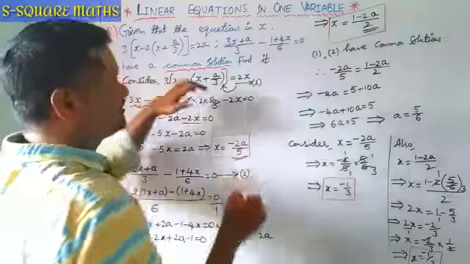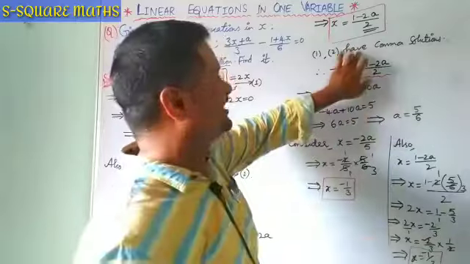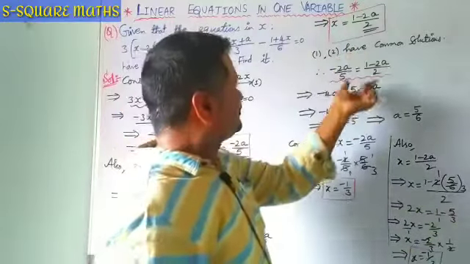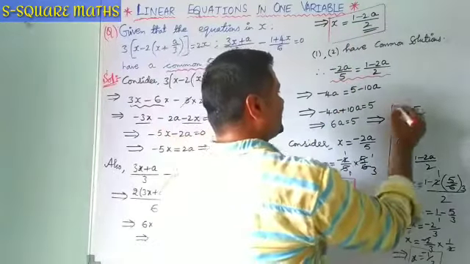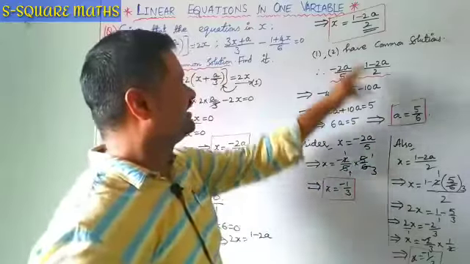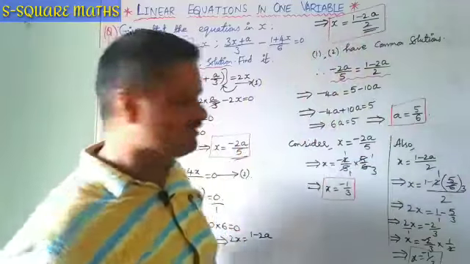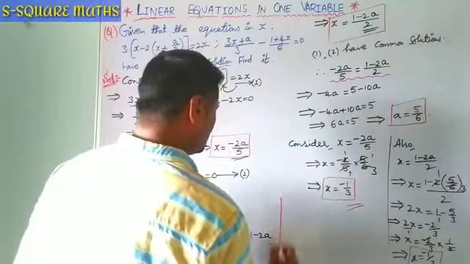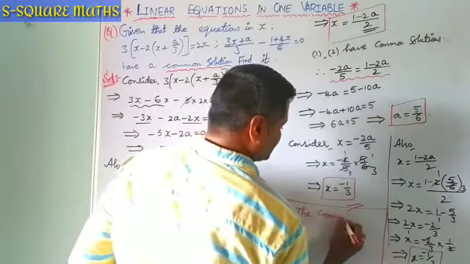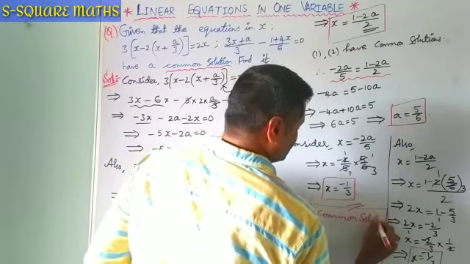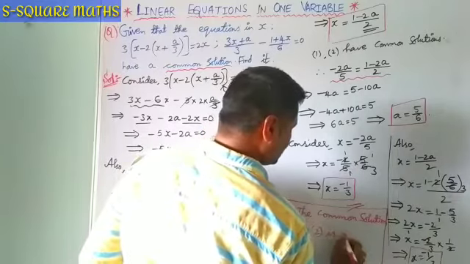Since they have the common solution, this is a way of proceeding with the problem. This is an important point: since 1 and 2 have common solutions as given in the question, we equate both x values. So here we got the value of a. Substituting the a value in either of the x values, we are going to get the same x value. Therefore my conclusion is that the common solution of 1 and 2 is minus 1 by 3.